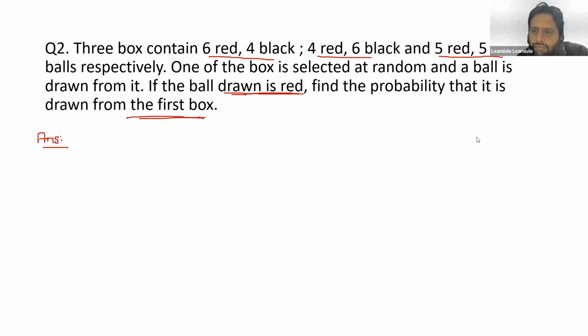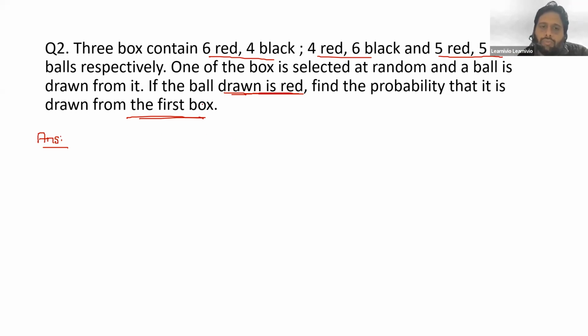They will give us conditions. And yes, in Bayes theorem, they will always give you one condition. So how will you differentiate? First of all, whenever you get a question, compare it: it belongs to the law of total probability or Bayes theorem. If they give you any event, that means it belongs to Bayes theorem.